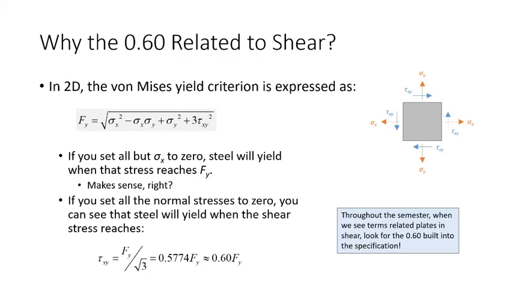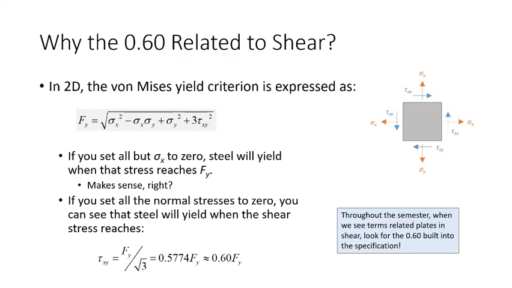So, for example, to keep it simple, if you set sigma y equals 0 and you set tau xy equals 0, what that would mean is you're just taking an element and you're yanking on it. That's all you're doing. So what would happen is it would yield when, what does this equal? Okay, so sigma y is 0, that's 0, that's 0. So it's just the square root of sigma squared, or sigma, right? So what it's saying is it'll yield when the stress equals Fy. Of course, it'll yield when the stress equals Fy. But that's under normal stress, okay?